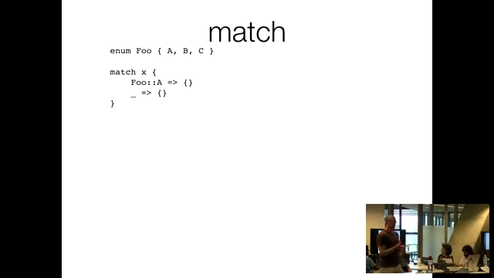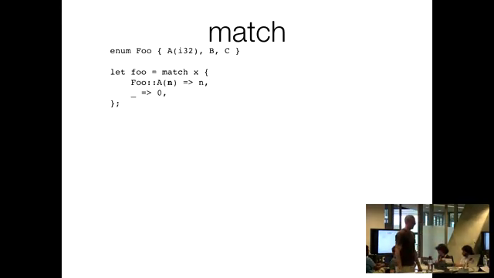You can use an underscore here to say, we're interested in what happens if it's A, and we're interested in anything else happening, so you don't have to repeat yourself all the time. And unlike a switch statement, a match statement can be used as an expression. Also, it binds variables in the pattern matching.